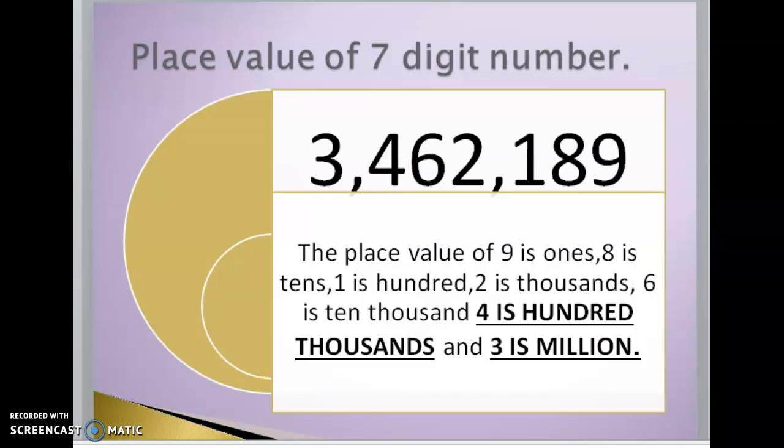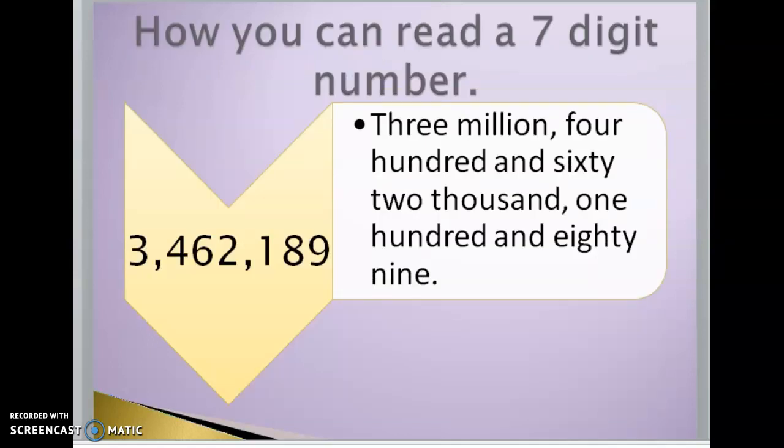Another example, it's a 7-digit number. The place value of 9 is ones, 8 is tens, 1 is 100, 2 is 1000, 6 is 10,000, 4 is 100,000 and 3 is million. So this is the way you can read a 7-digit number: 3,462,189.